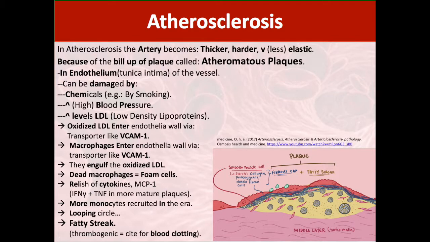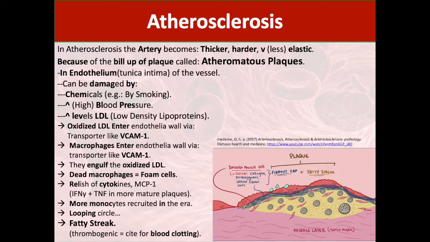Atherosclerosis. In atherosclerosis, the artery becomes thicker, harder, and less elastic because of the buildup of a plaque called atheromatous plaque in the endothelium, tunica intima of the vessel. This plaque can be damaged by chemicals, for example by smoking, high blood pressure, and high levels of LDL, or low-density lipoproteins. Oxidized LDL enters the endothelial wall via a transporter like VCAM1. Then the macrophages enter the endothelial wall via a transporter like VCAM1. After they engulf the oxidized LDL, the dead macrophages are the foam cells which are created.